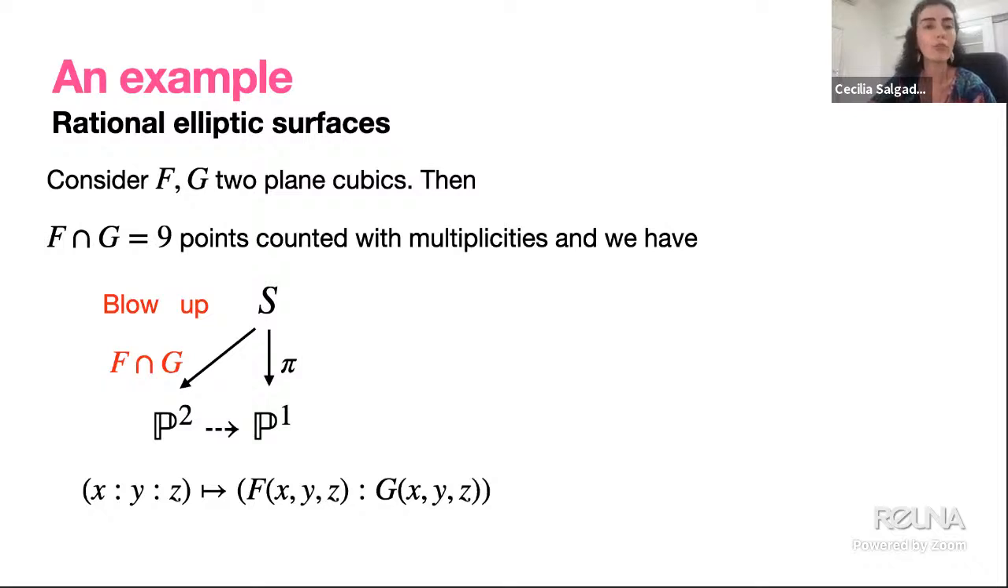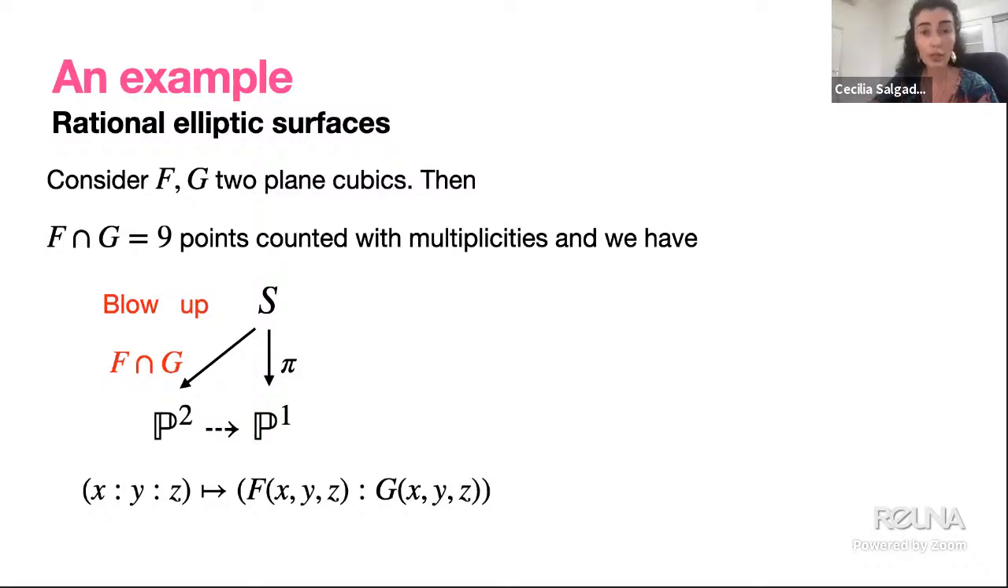So what do we do to get something which is defined everywhere? To get a morphism, we blow up the intersection locus of F and G, and then we get a surface, which is clearly, because it's a blow up, birational to the plane. But this one has a morphism to P1, whose fibers are just combinations of F and G essentially, after the blow up. So they are of the form TF plus UG with T and U in P1.